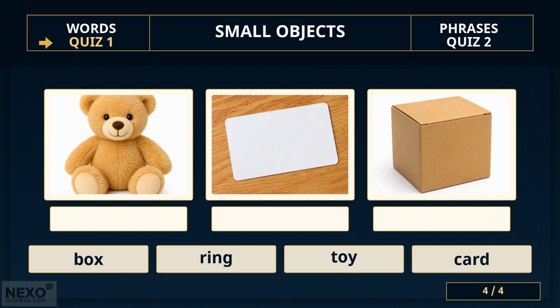Box, ring, toy, card. What is this? Toy. What is this? Card. What is this? Box.